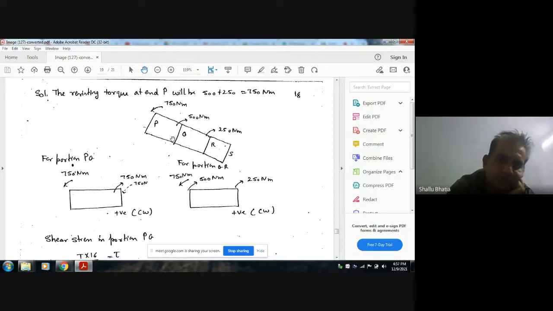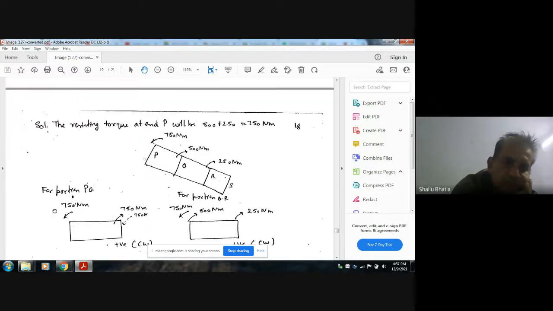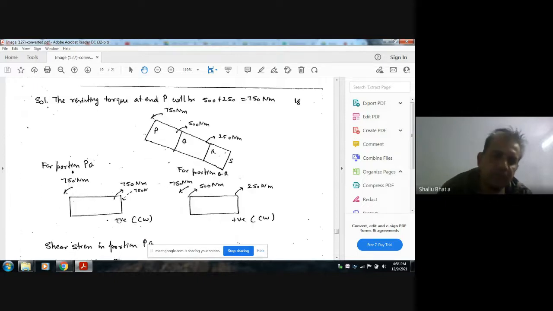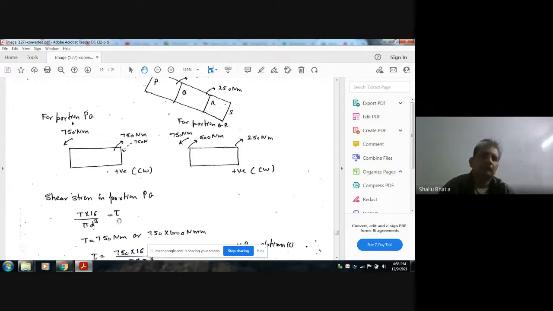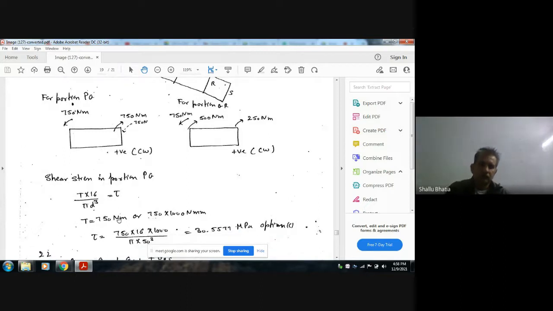So now take portion PQ. Here we place 750, and we have to place 750 here to balance this. So this will transfer to the next part. So this will be 750, and here 500 is already being applied, so the difference of the two will be 250 in this direction. So this portion PQ will be subjected to the torque of 750 and portion QR will be subjected to the torque of 250.